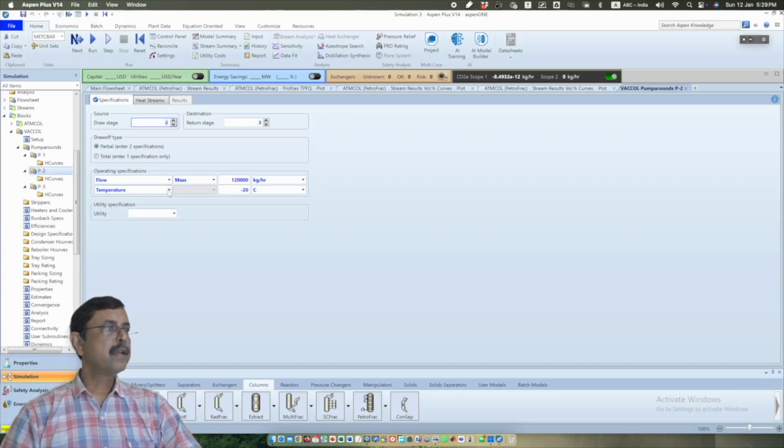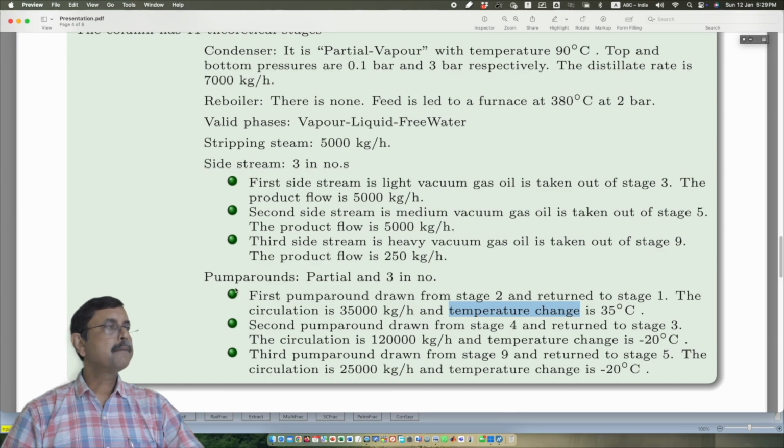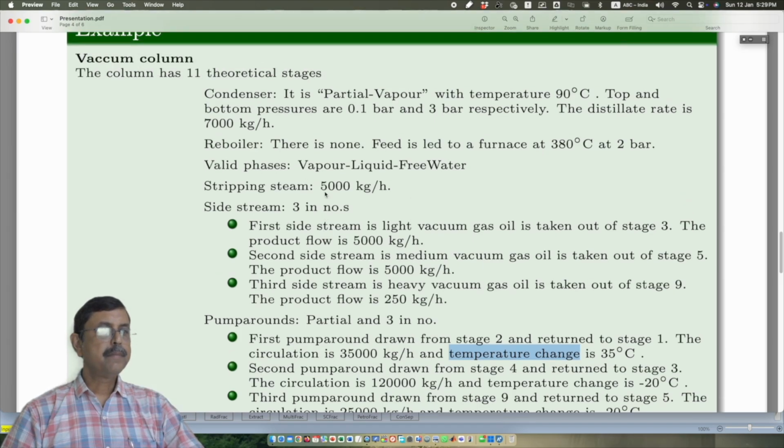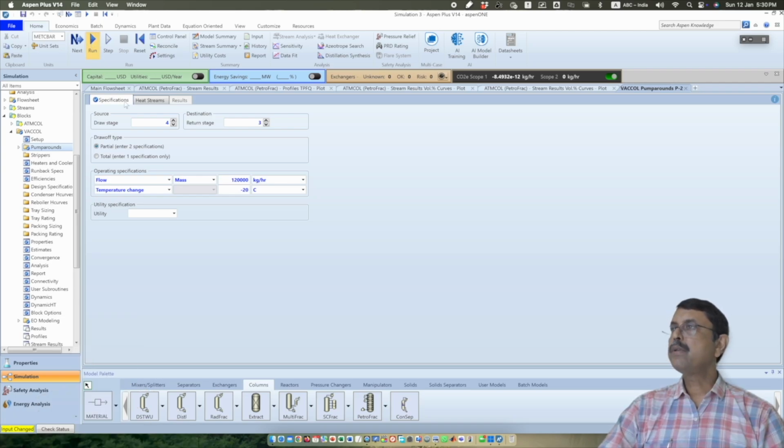Okay. So the second one also, let us check. Here we have done a mistake. It should be temperature change, which is minus 20 degrees. Right. So be very careful about choosing the correct information over here. Okay. So anything else that we have missed out? No, we have given pump around, we have given side stream, we have given all those information. So okay, now we are ready to run the simulation. So run the simulation once again. I hope it converges. Yes, it converges very soon.